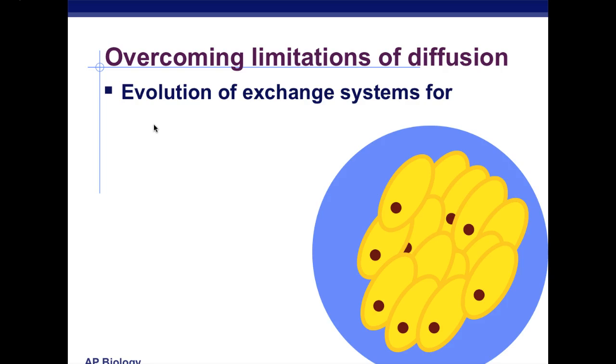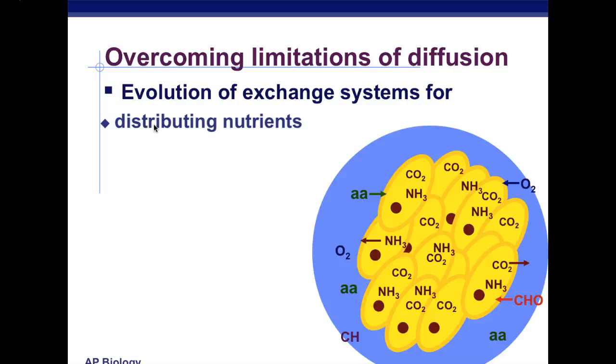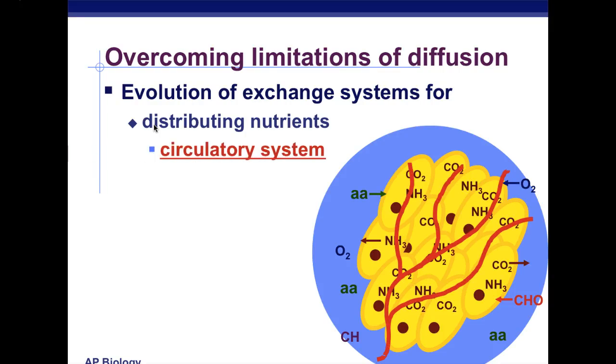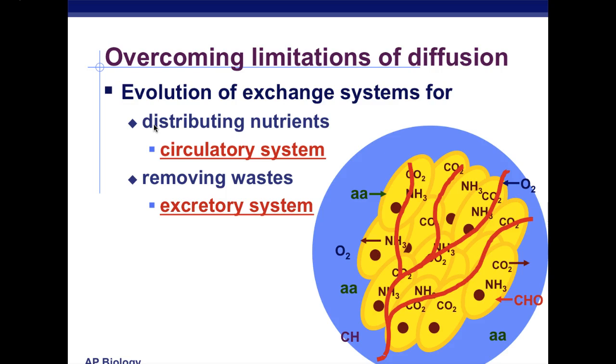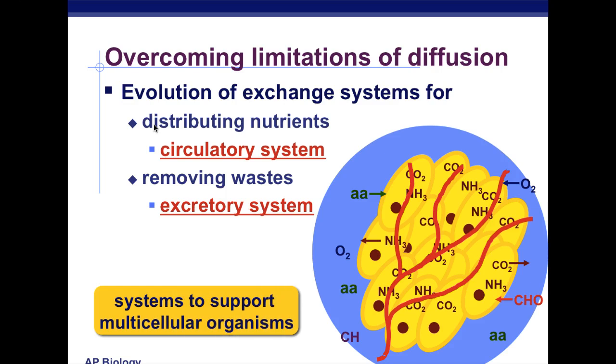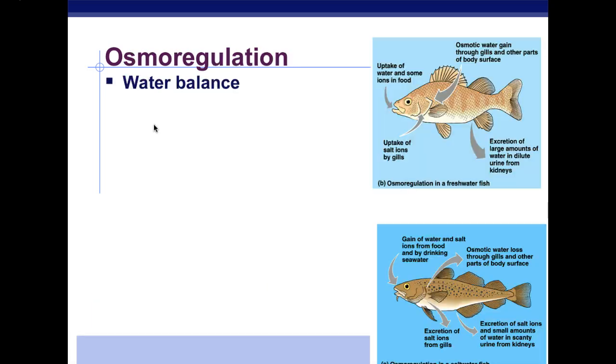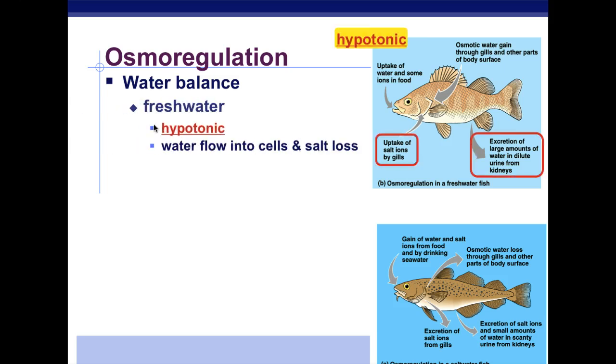So we created, through evolution, a system of exchange. So we have a way to distribute nutrients, so our circulatory system will distribute nutrients throughout our body. And we also created a system for removing waste, and this is known as your excretory system. So these are systems to support multicellular organisms. Osmoregulation is referring to water balance.